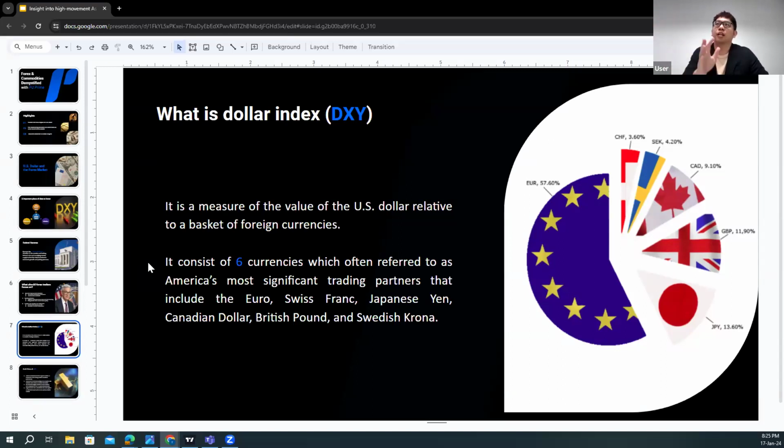So when the DXY is going up, which currency has the biggest impact? Definitely the euro. So you can use the DXY, and after that you can apply it to the euro to be more effective, because it has the highest weightage. Okay, the dollar index measures the value of the USD against a basket of 6 currencies. This is just to let you know what the dollar index is.